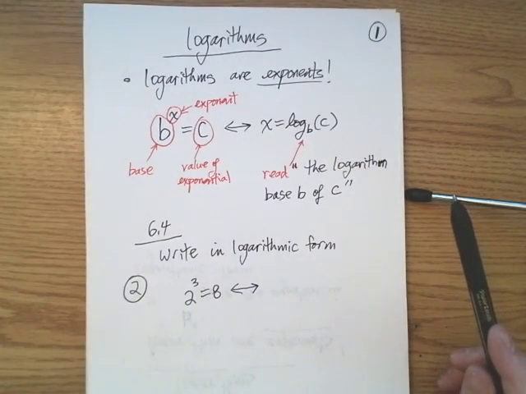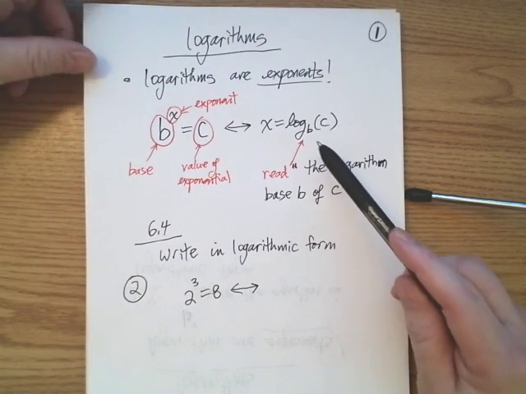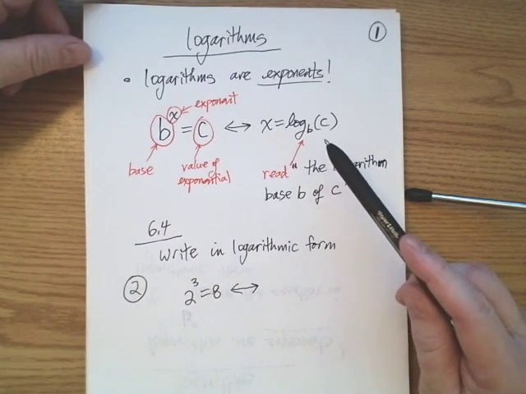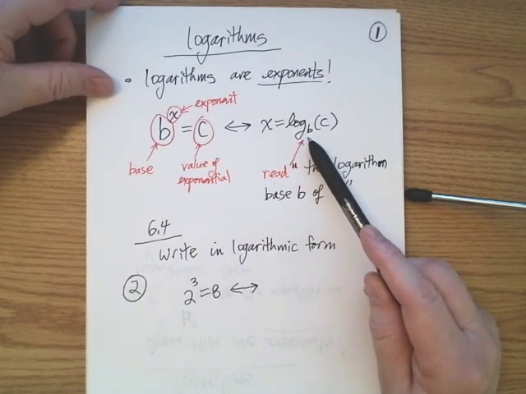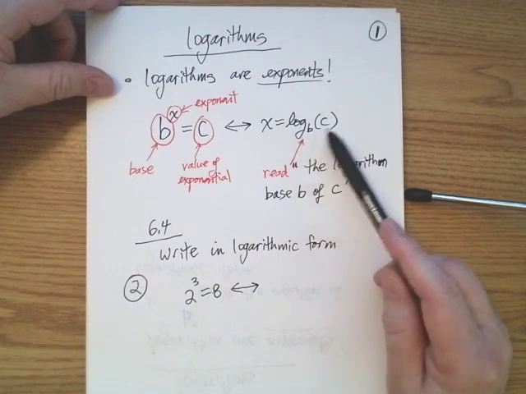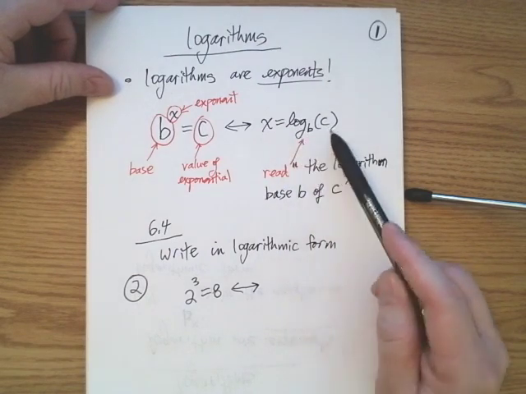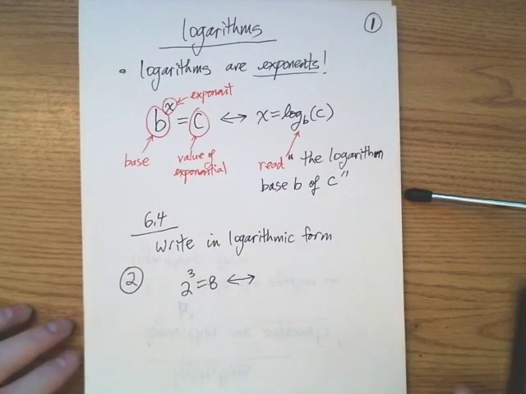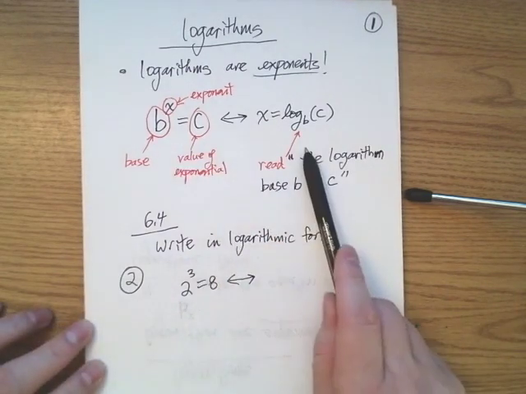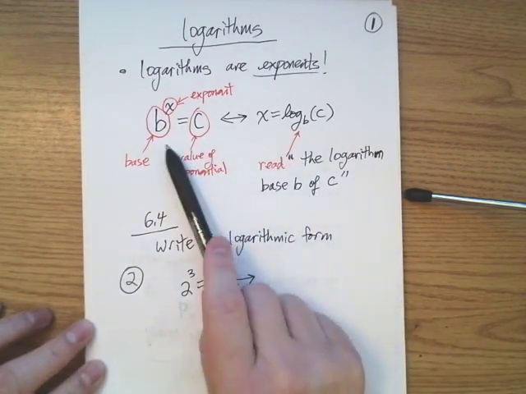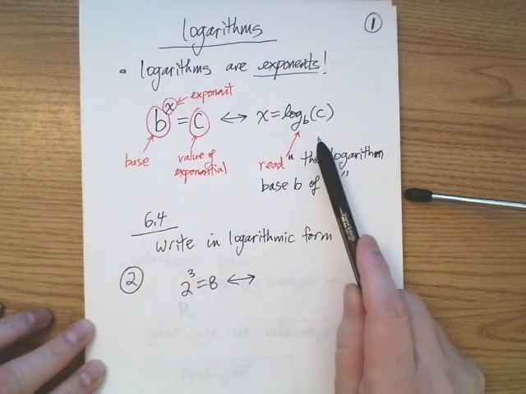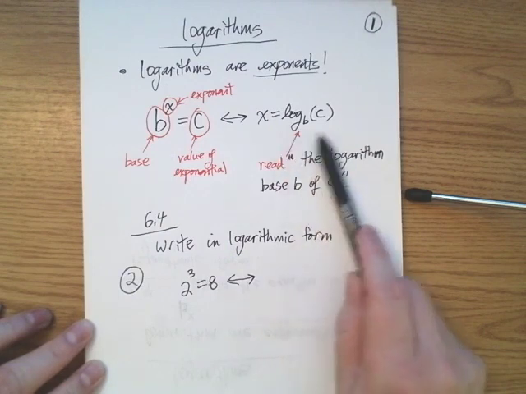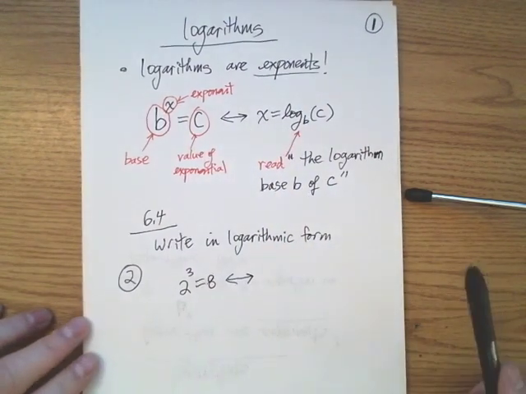Now, I think it's important for you to be able to read this properly. Reading mathematics is as important as writing mathematics here. Logarithm base b, where the b is a subscript, of c. X is equal to the logarithm base b of c. Notice that in both these situations, these are saying the same thing in two different ways. Notice that the base here is b, the base here is still b, and the value of this whole thing is going to be the exponent.